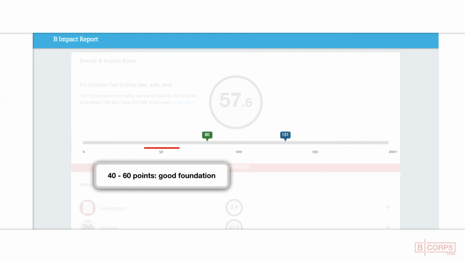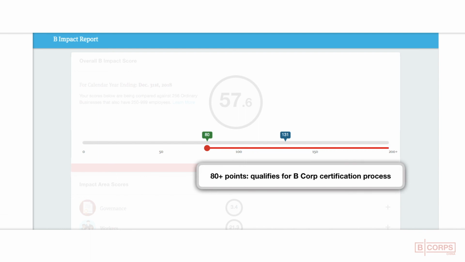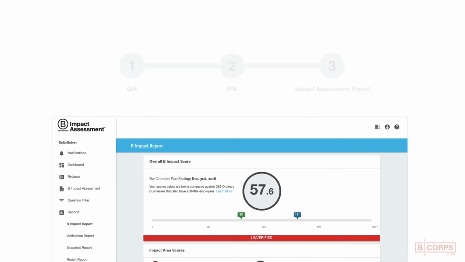If your score is between 40 to 60 points, it means you already have a good foundation. If you score between 60 to 80 points, that's very good. Your business has already carried out a number of socially and environmentally responsible practices. If your score is 80 points or higher, congratulations! Your business has reached leading international standards and also qualifies to undergo the B Corp certification process.